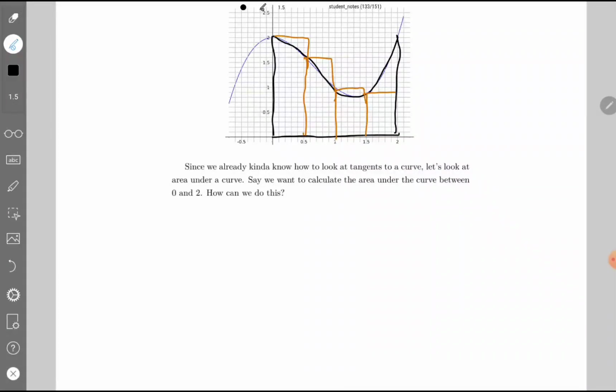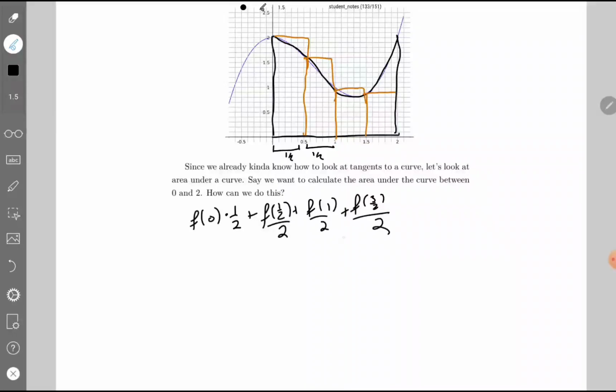So what do I have? Here I have f of 0 times, this distance is 1/2, plus f of 1 times 1/2. The distance here is also 1/2, plus f of 2 over 2, plus f of 3 over 2, times 1/2. Yeah? And so this we can write in summation notation.